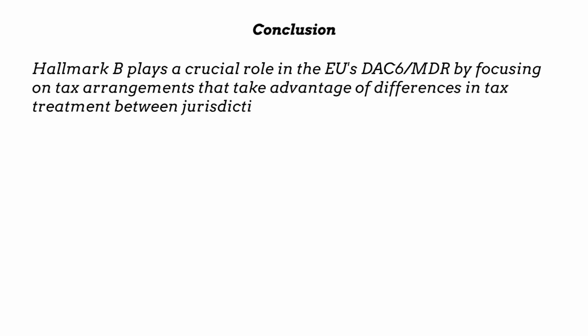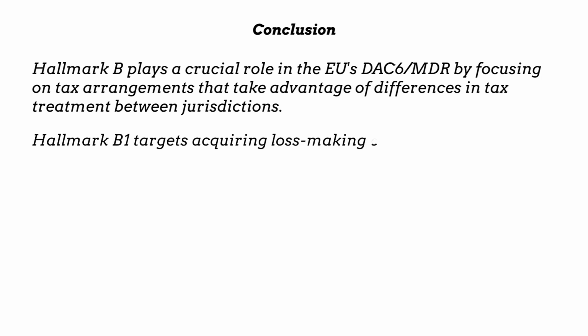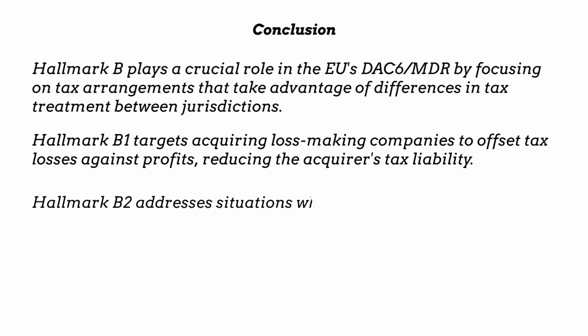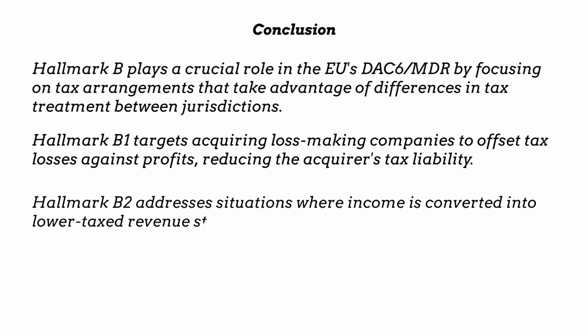In conclusion, Hallmark B of the EU's DAC6 is a crucial component in identifying and addressing aggressive tax arrangements that exploit differences in tax treatment between jurisdictions. Through its three subcategories, Hallmark B targets a variety of tax planning strategies. Hallmark B1 focuses on the acquisition of loss-making companies, which may enable a taxpayer to offset the acquired tax losses against their own profits, reducing overall tax liability.